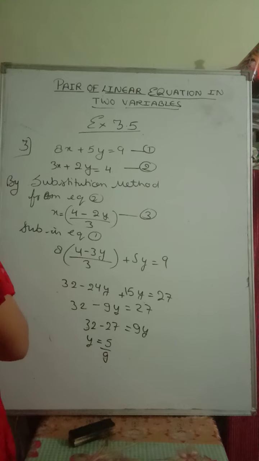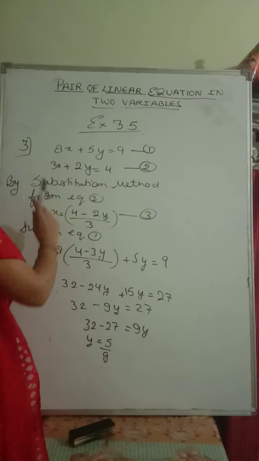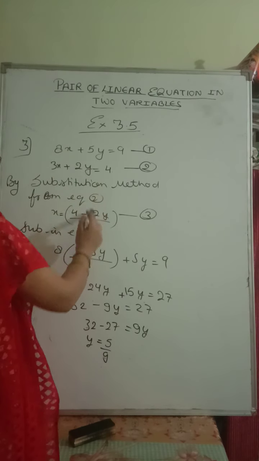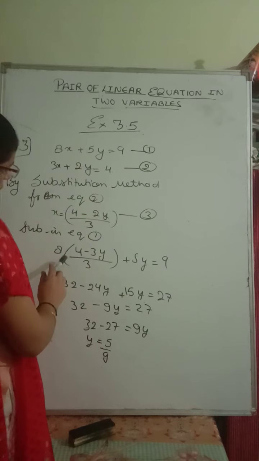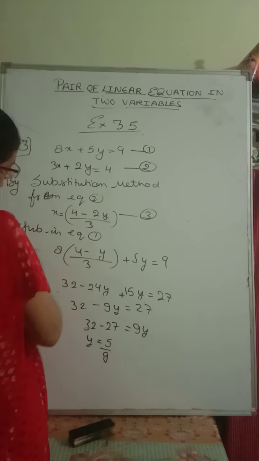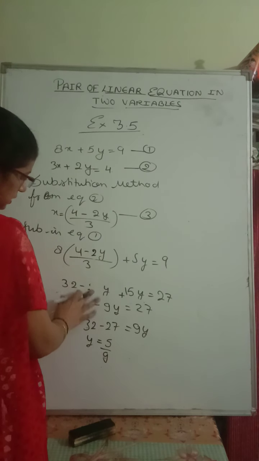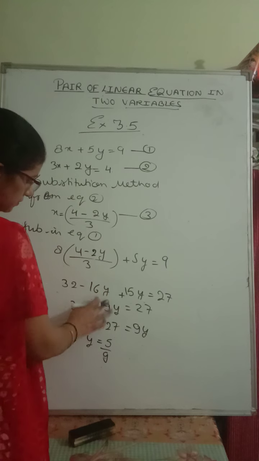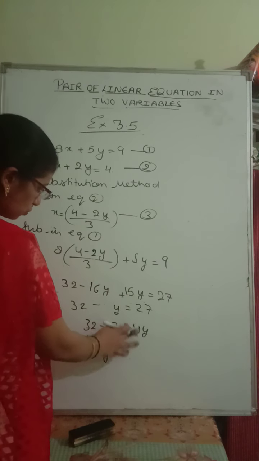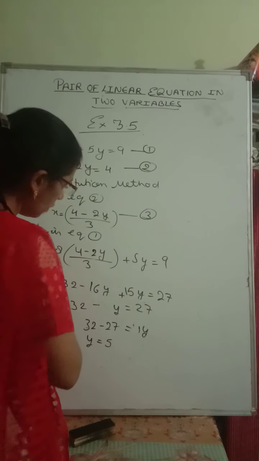So this is your substitution method. What did you do? You took x equals 4 minus 2y divided by 3 and substituted the value in the first equation. Here you corrected it to 4 minus 2y. So 8 times 2y is 16y, so this will become 16y, and this will be minus y. So you got the value y equals 5.